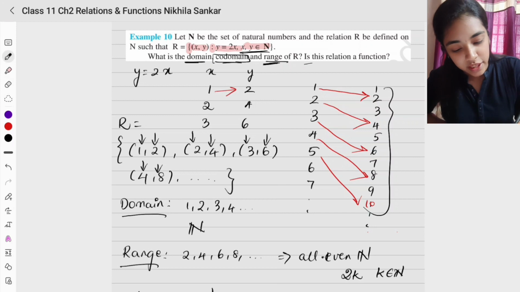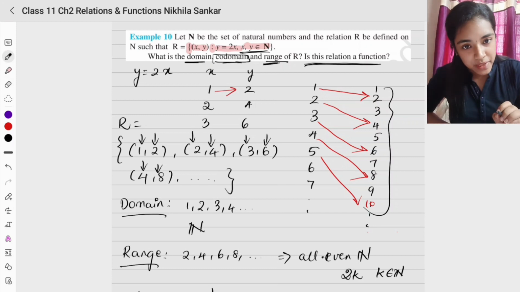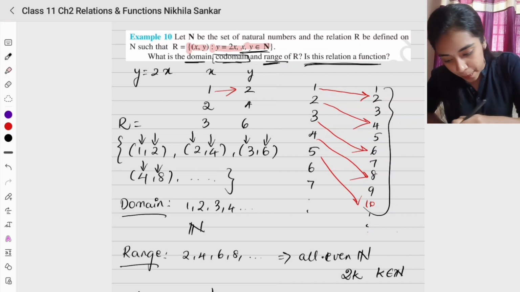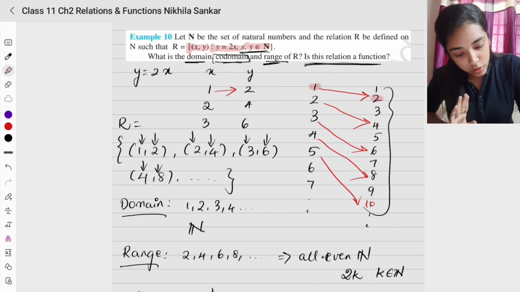Okay, now we have a new question. Is this relation a function? Is this relation a function? Now you should only have one image. So for 1 I only have 2. For 2 I only have 4. For 4, I only have 8.